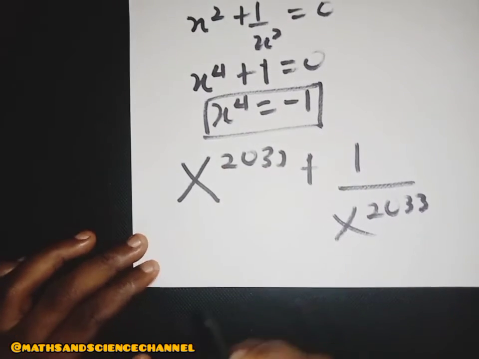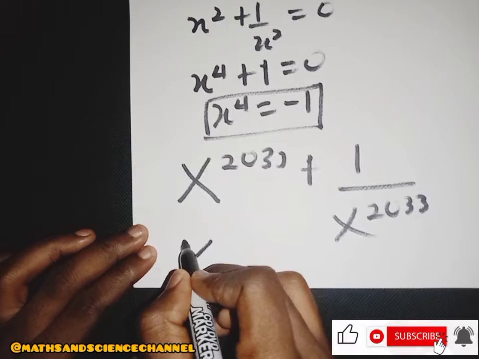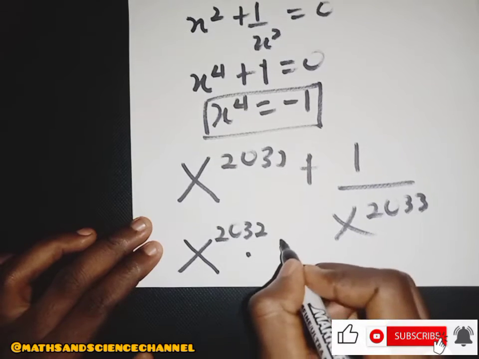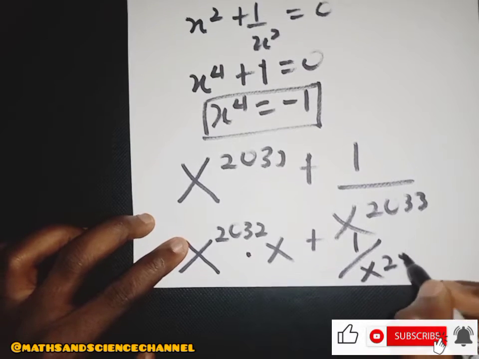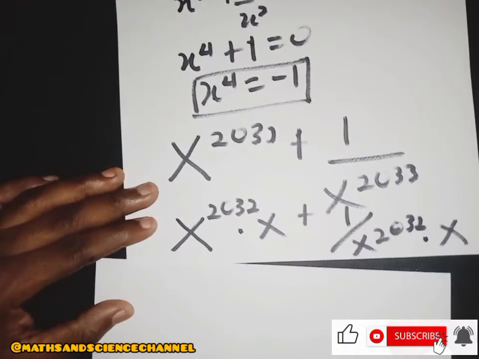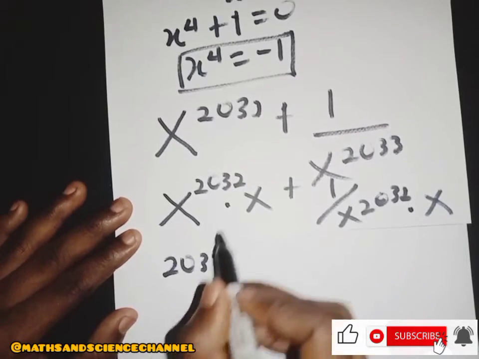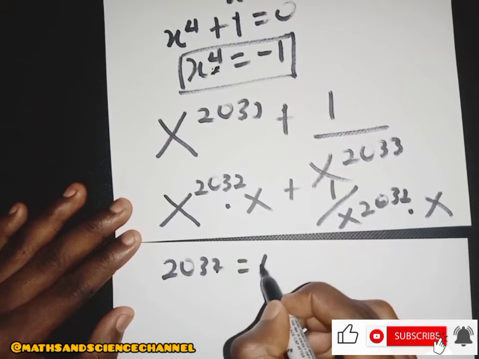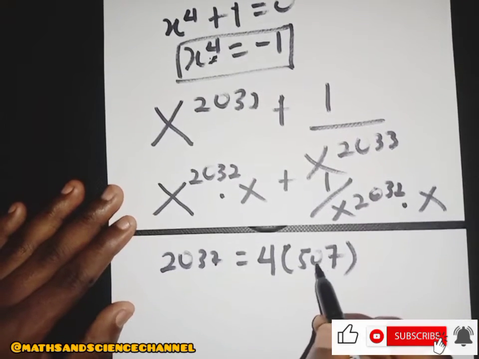Now since we have s to the power 4 in this case, what we can do is to bring it out in this form: s to the power 2032 multiplied by s, plus 1 divided by s to the power 2032 multiplied by s. Now we'll see the reason why. Because if you have s to the power 2032, the exponent 4 goes into 2032 as 4 multiplied by 507. So 4 multiplied by 507 is that.